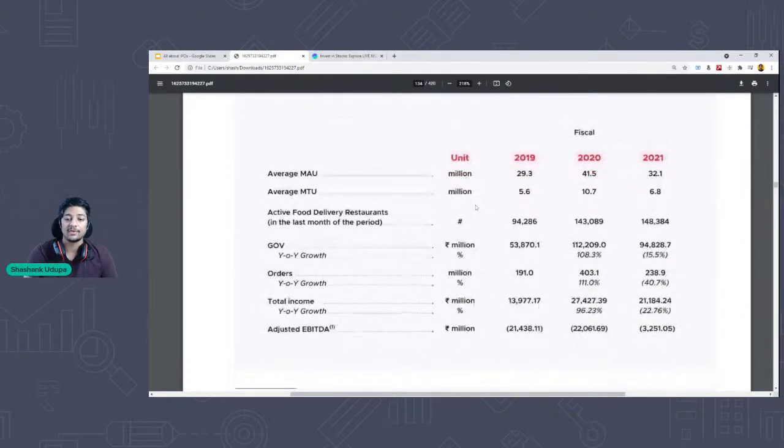So for example, if you look at our business, and I want to know, Zomato, what is your business? If you want to see what is Zomato's business, they're showing everything over here: the average monthly active users, active food delivery restaurants, gross order value, so much order value has happened overnight, 2019, 2021. How many orders are growing from a year on year growth rate perspective, and this is in millions of orders, right? And look at the total income they're making from all these orders. So this section basically talks about the business of Zomato.